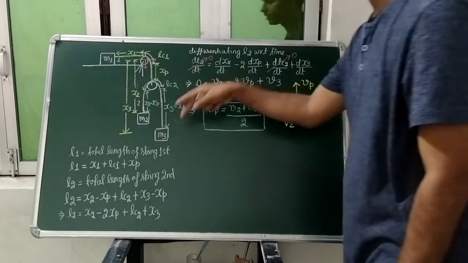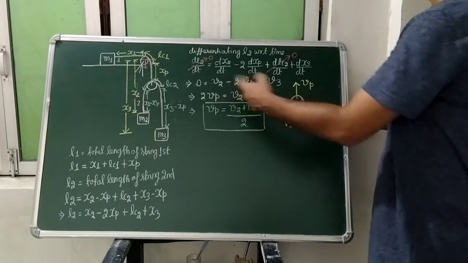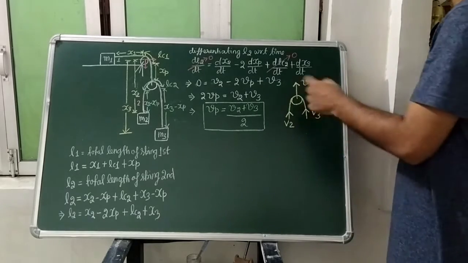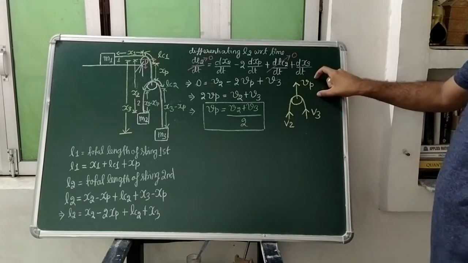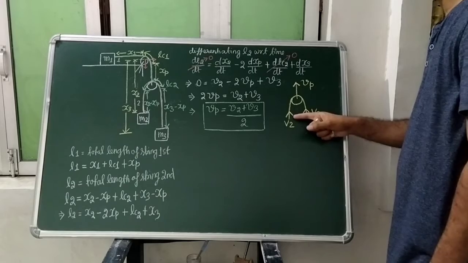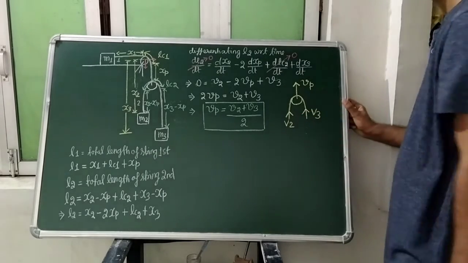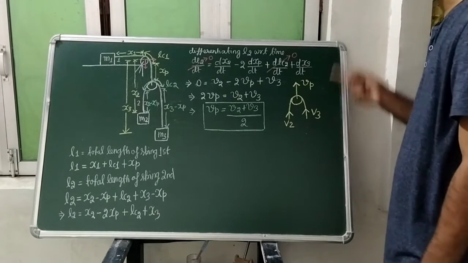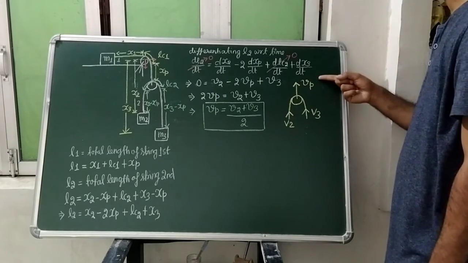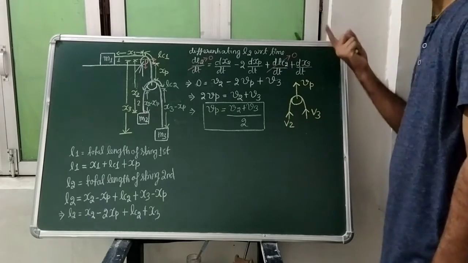From here, if we are differentiating this L2 length, what are we getting is straight. This VP is what? VP is V2 plus V3 divided by 2. Meaning, whatever velocity will be present here will be equal to the velocity present here plus the velocity present here divided by 2. And the direction of those velocities must be in the same direction. Whatever direction you have considered here, the V2 and V3 must be in that same direction.